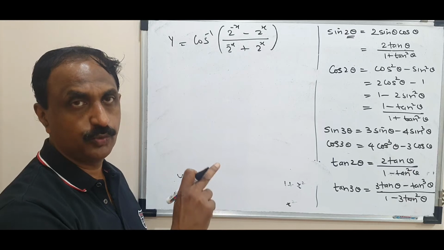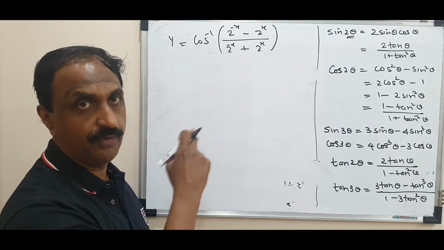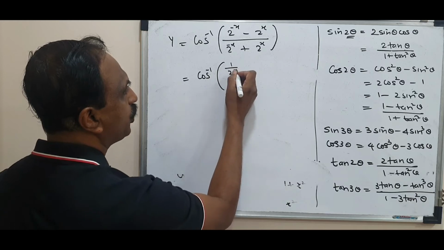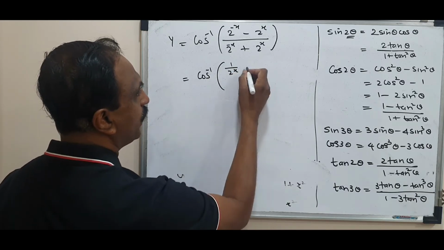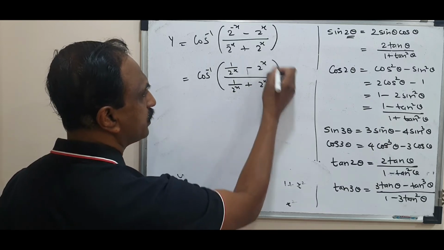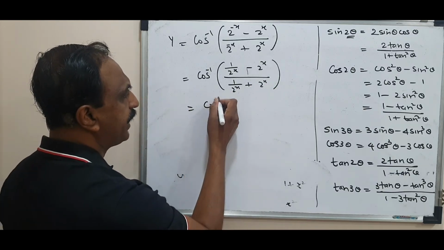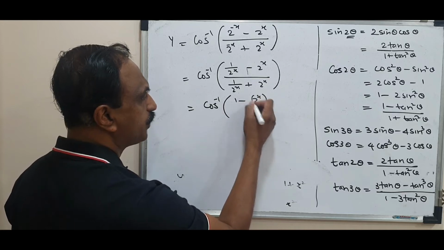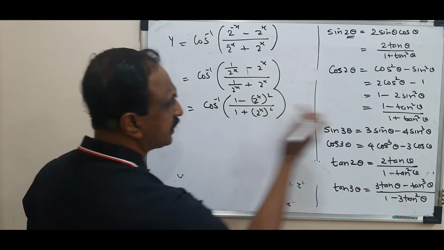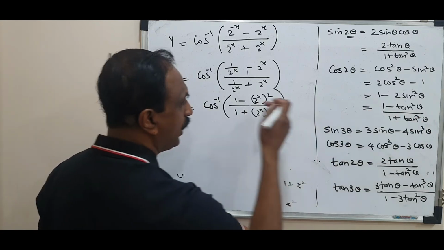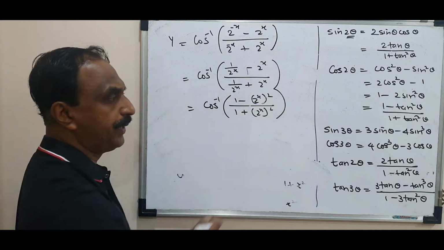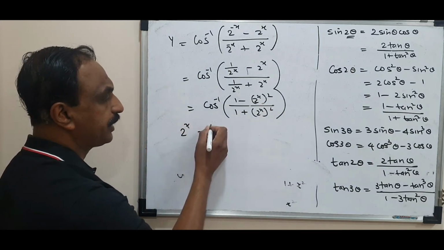First step that you must do is make it in one variable, one function. So I will write this as cos inverse of (1 by 2 raised to x minus 2 raised to x) upon (1 by 2 raised to x plus 2 raised to x). So that when I take the LCM, it is (1 minus 2 raised to x the whole square) upon (1 plus 2 raised to x the whole square). Now this can be compared with this formula. So in place of 2 raised to x, what should I have? If you compare it, I should have 2 raised to x to be tan theta.